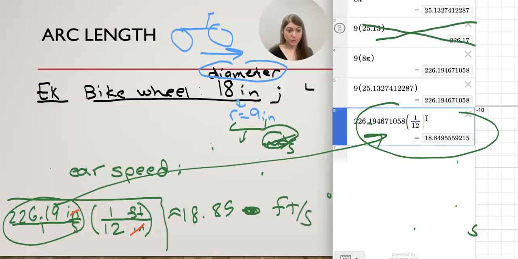All right, that's it for this video. Just be really careful that you have your angular speed in radians per time unit, and then be careful with your unit conversions.